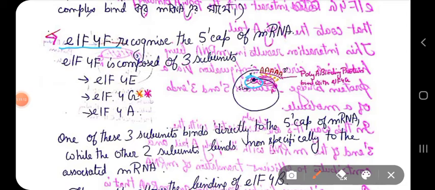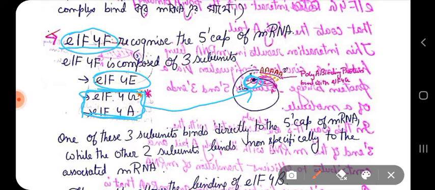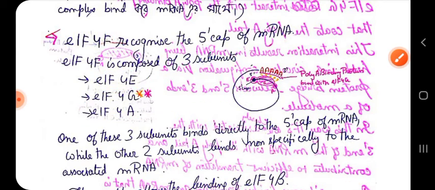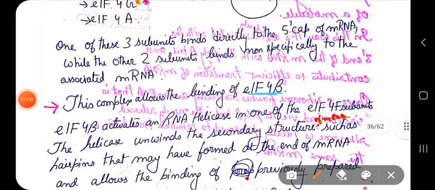Okay, and one of the subunits of EIF4F directly binds to the cap, while the other subunits, called EIF4G and EIF4A, non-specifically bind to the cap. This interaction of EIF4F allows the binding of EIF4B. EIF4B activates the RNA helicase activity in one of the EIF4F subunits.